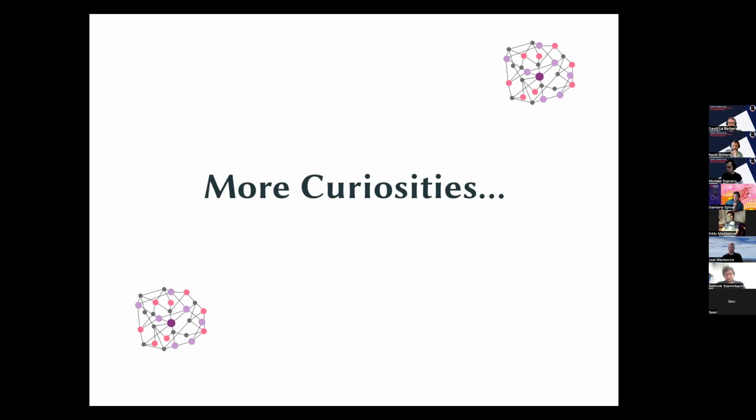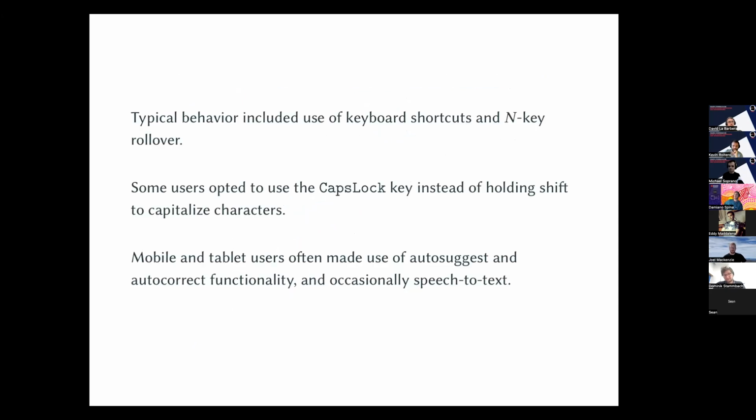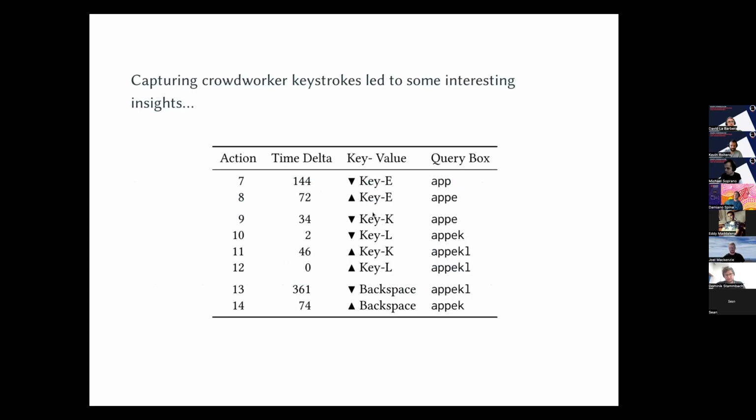And so we then dug into why some of this sort of thing happens. And this is the thing I haven't told you yet, is that we actually captured all of the keystrokes from the crowd workers as they were generating the queries. And so what we're able to do is look at the typical behavior of the crowd workers, things that you'd expect. They use keyboard shortcuts, they use N key rollover. So when they're typing, they've got multiple keys down at the same time. This is typical of someone who's a good typist.